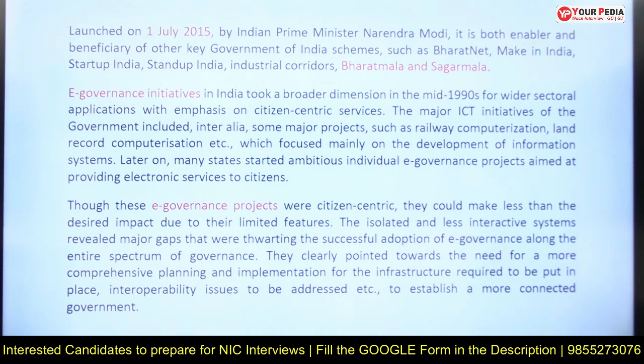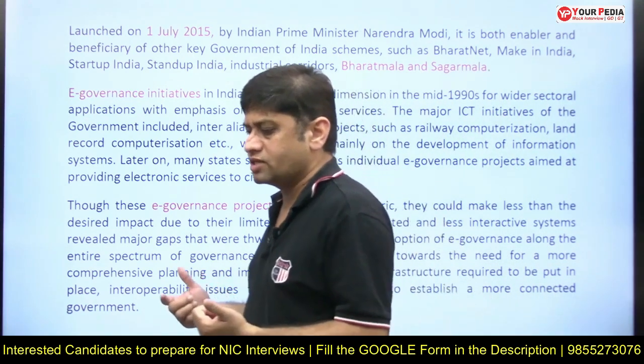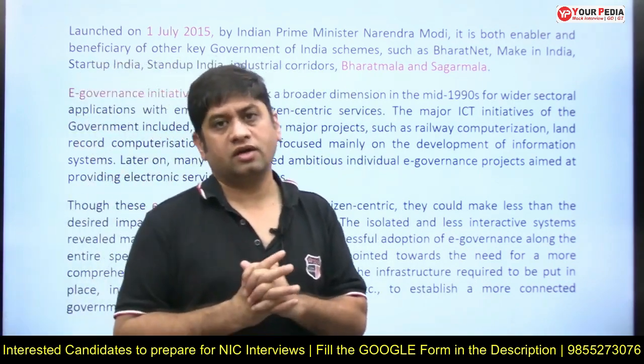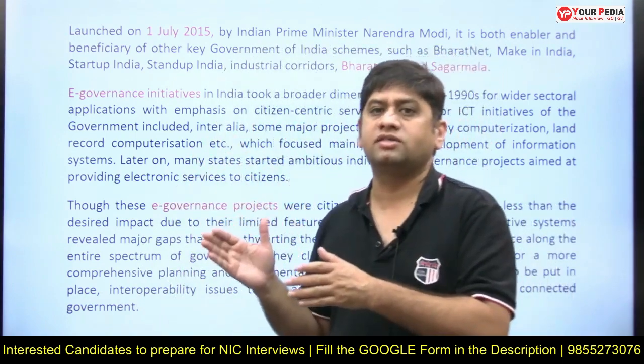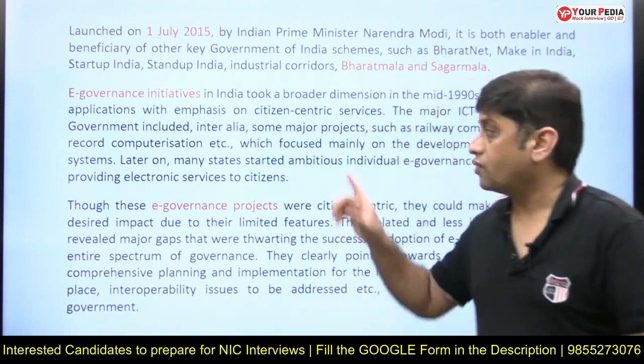So the e-governance initiative of the government is mainly taken forward by the National Informatics Centre. So there are so many e-governance projects. You should know what the various e-governance projects are which make the government more efficient, simplified, effective and transparent. So NIC, National Informatics Centre, is the body which actually is enabling the government for all these things.